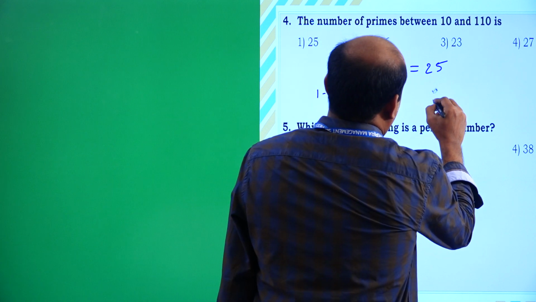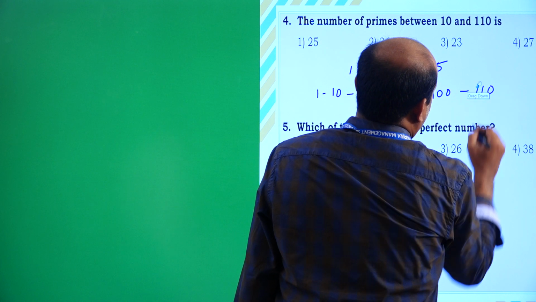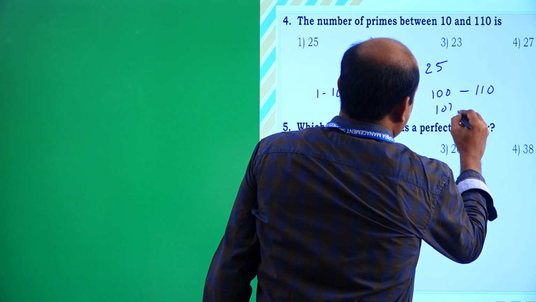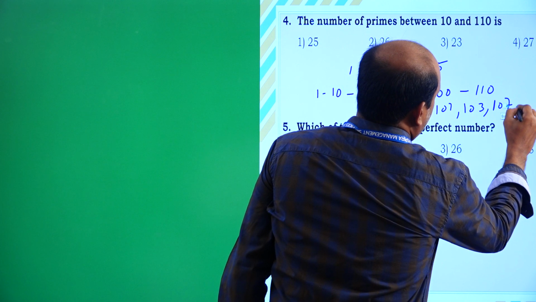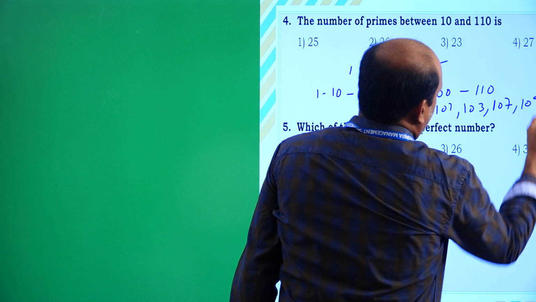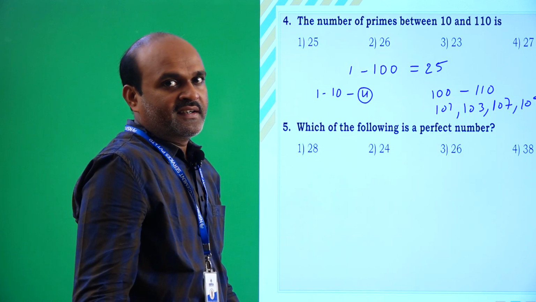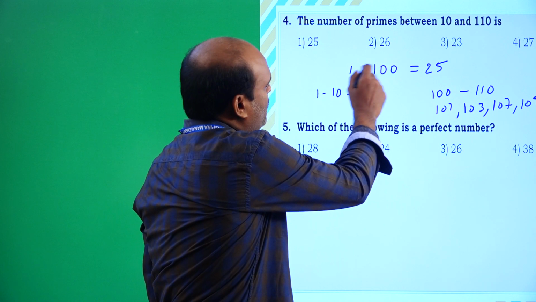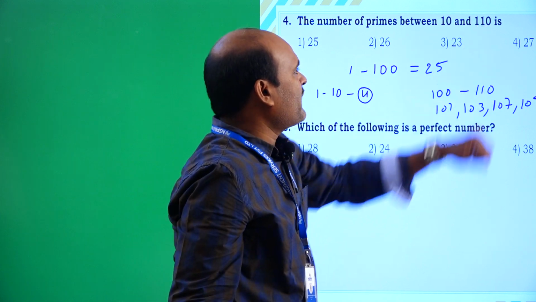Now 100 to 110. How many prime numbers are there? 101, 103, 107 and 109. These 4 prime numbers lie between 100 and 110. So 1 to 100, how many prime numbers? 25 prime numbers.